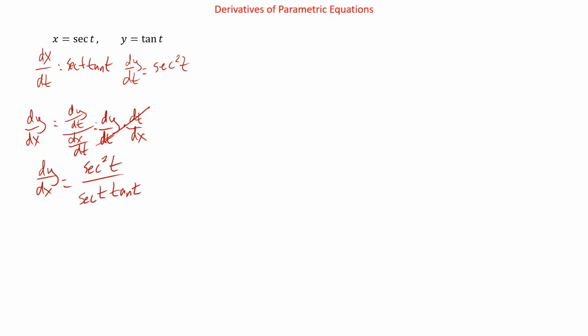And then we can simplify this. We're going to want to, because we're about to find the second derivative of this. So we definitely want to simplify. To do that, we can cancel a secant. And so we have secant t over tangent t. And then I would change them to sines and cosines. So secant t is 1 over cosine t, over tangent, which is sine t over cosine t, which we could flip and multiply.